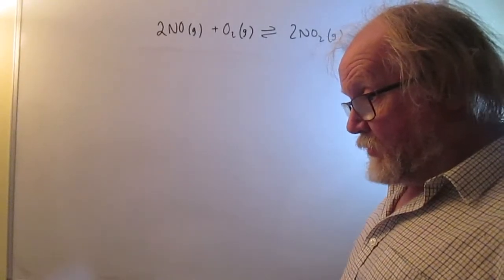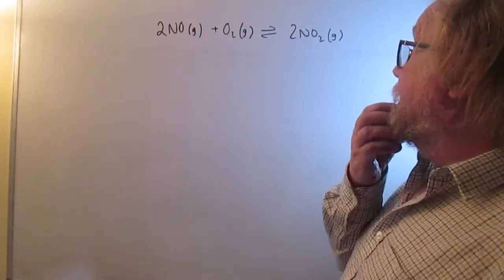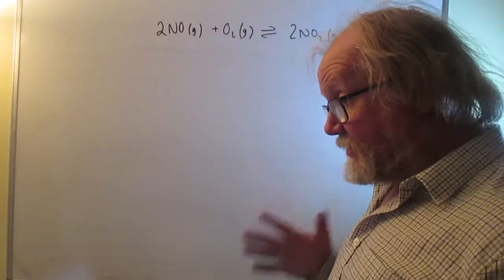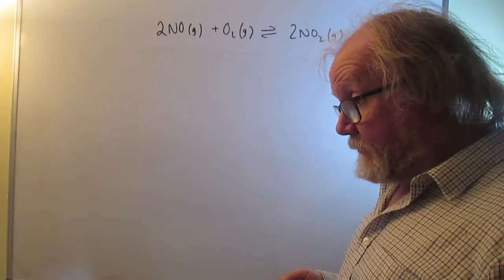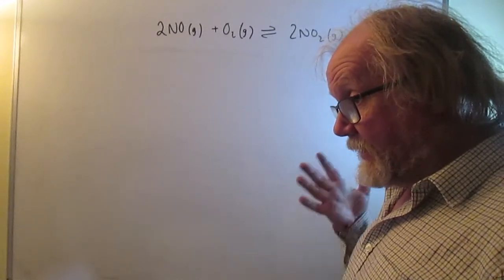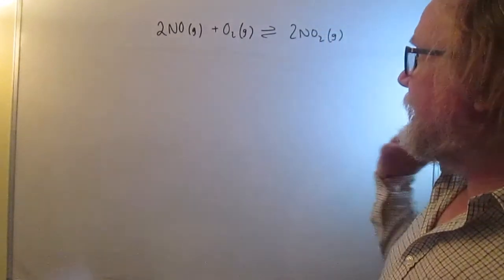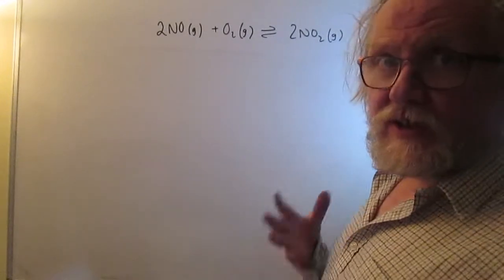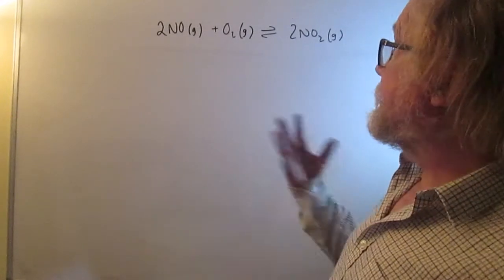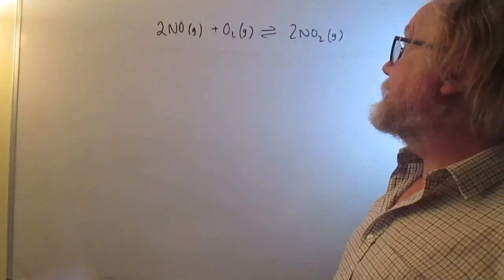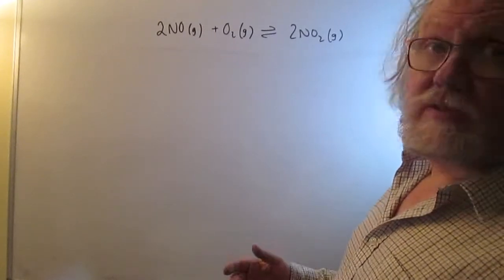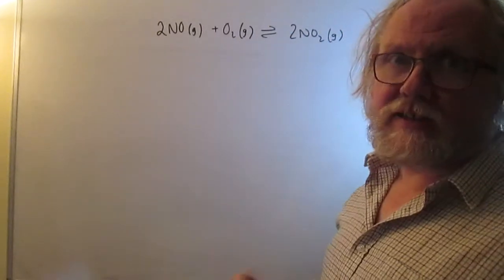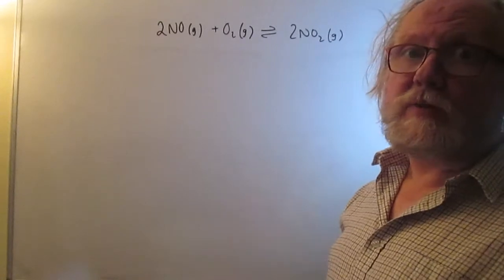Part 2 wants us to say what's going to happen to the position of equilibrium if we increase the pressure. If that's all it said, we could just wheel out Le Chatelier and say, right, if you increase the pressure, it will shift in the direction where there are fewer moles of gas, which is to the right, so we know that's the answer. But that's going to get you no marks.